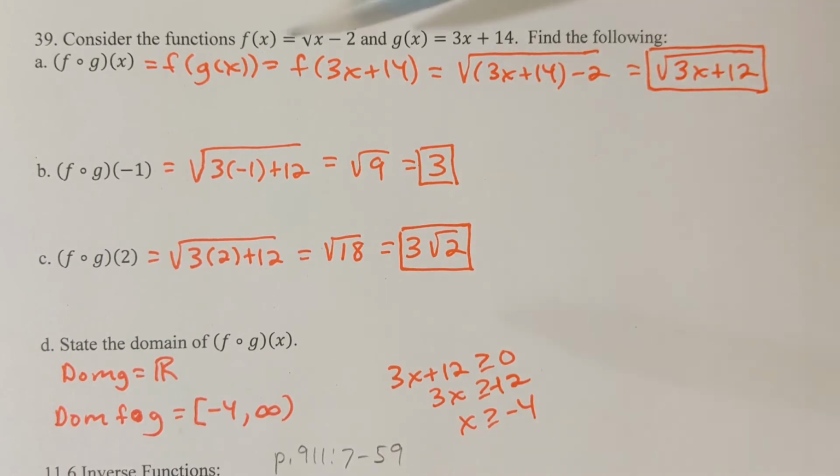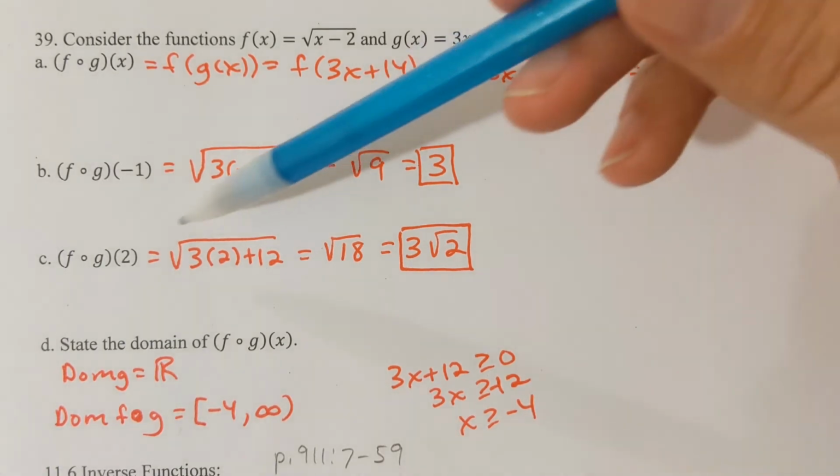Now what if I wanted to plug -1 into the composite function? Well, I can just plug that into my formula here. 3 times -1 is -3, plus 12 is 9, and the square root of 9 is 3. So 3 would be the output on that.